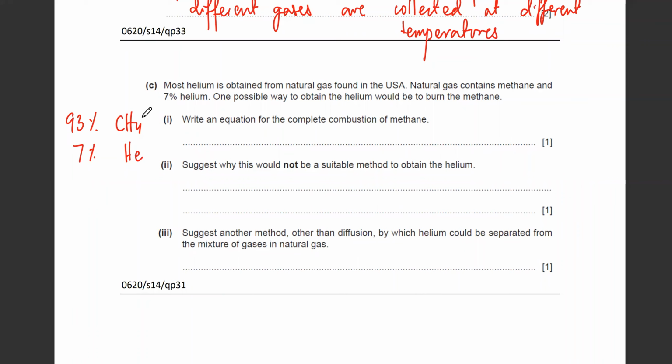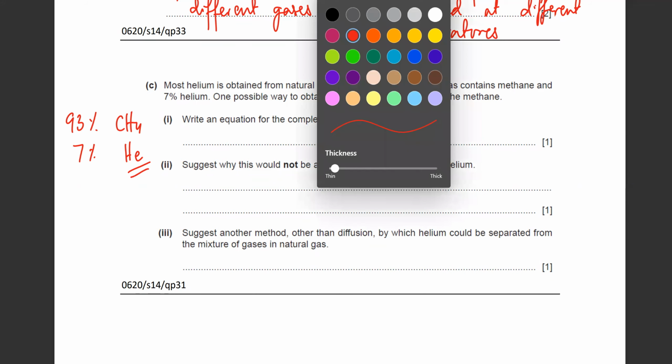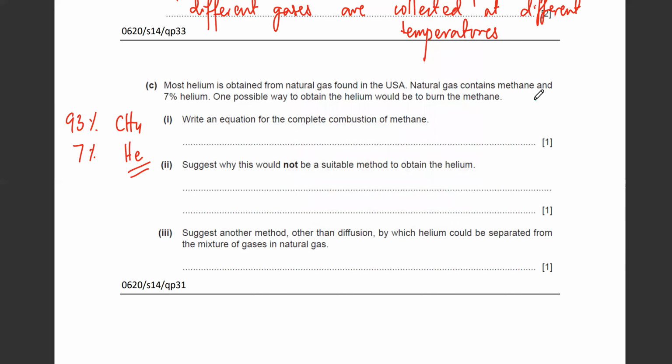Now, I told you just that methane is used as a cooking gas. It's the gas that comes in your heaters, in your cooking stoves, etc. So, why would it not be a suitable method to obtain helium? Just general knowledge. Does anyone know? What happens if there's too much combustion, like cars burning petrol? The carbon dioxide, which is formed, would still be with the helium, so you wouldn't have separated the helium.